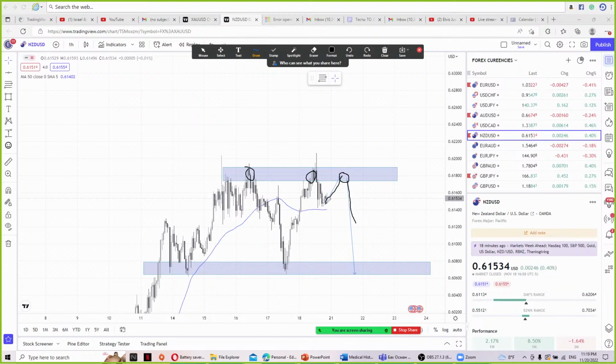Why? Because DXY is moving to the downside before it goes up, so the opposite happens for the XXX/USD pairs. NZD/USD actually moves to the upside before it goes down. Our stop loss is above this whole level, our entry here, our TP here. Just look at the wild risk reward ratio.